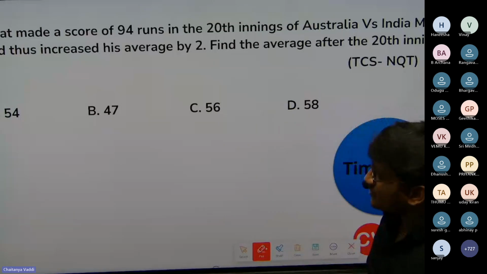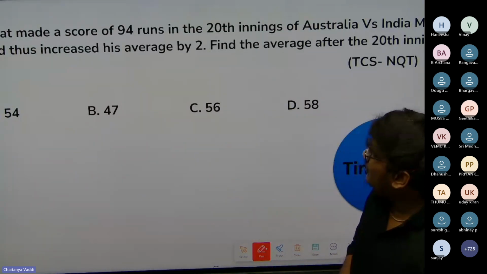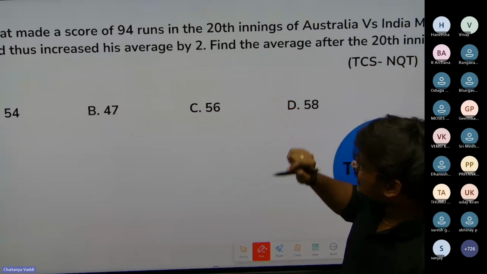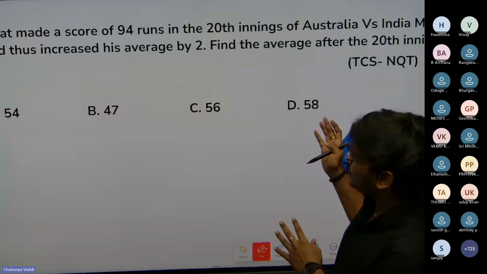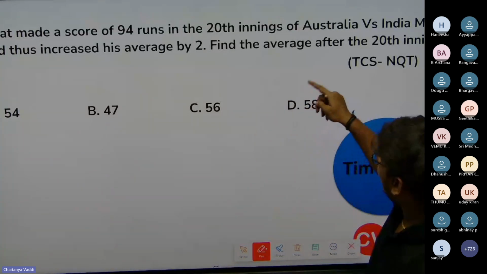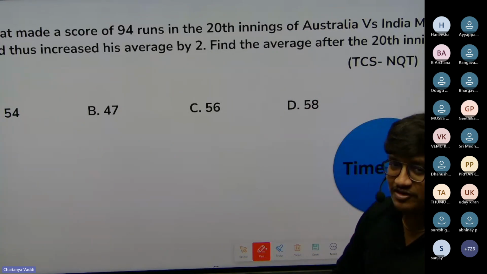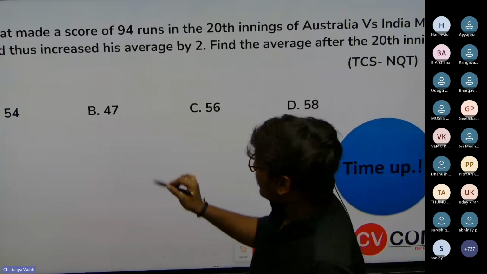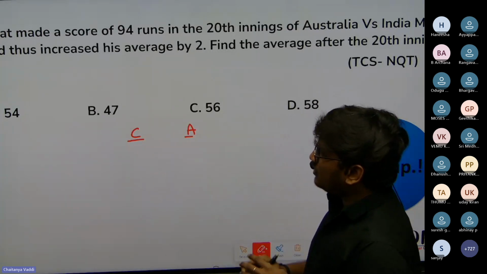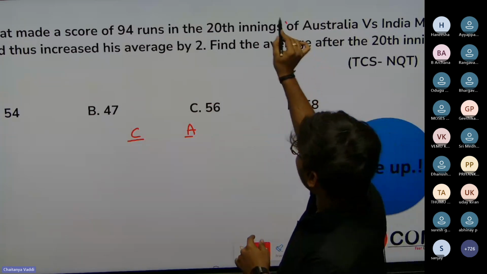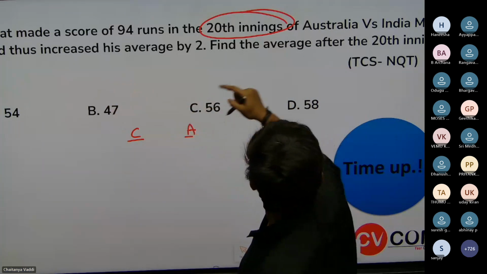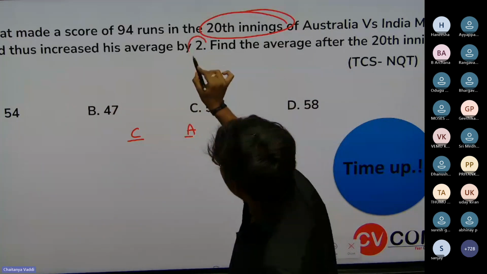So here Virat Kohli made a score of 94 runs in the 20th innings of the Australia versus India match, and thus increased his average by two. I hope the same question which was asked in TCS NQT is connecting for today's match. So find the average after the 20th inning. Very simple. Here we'll take count and average. Virat Kohli made 94 runs in which innings? The 20th innings, correct?